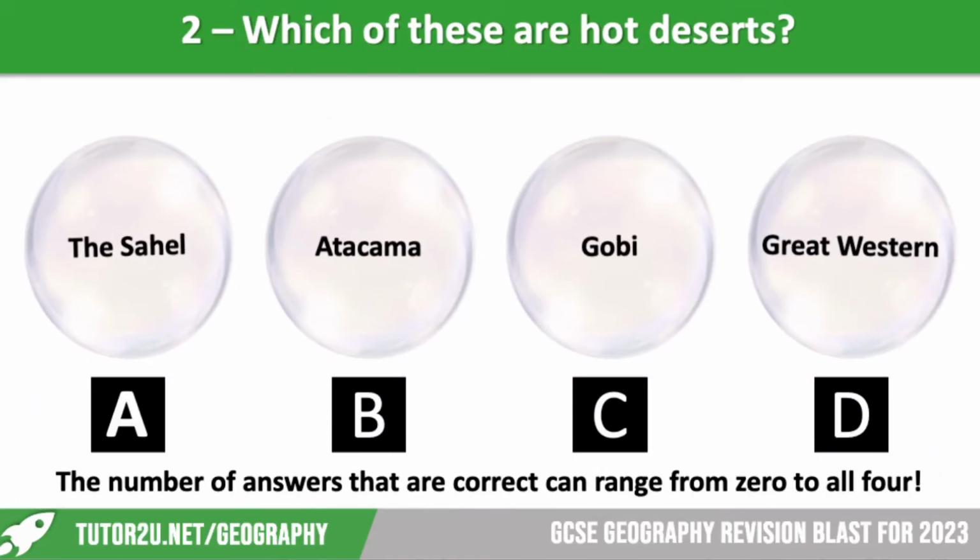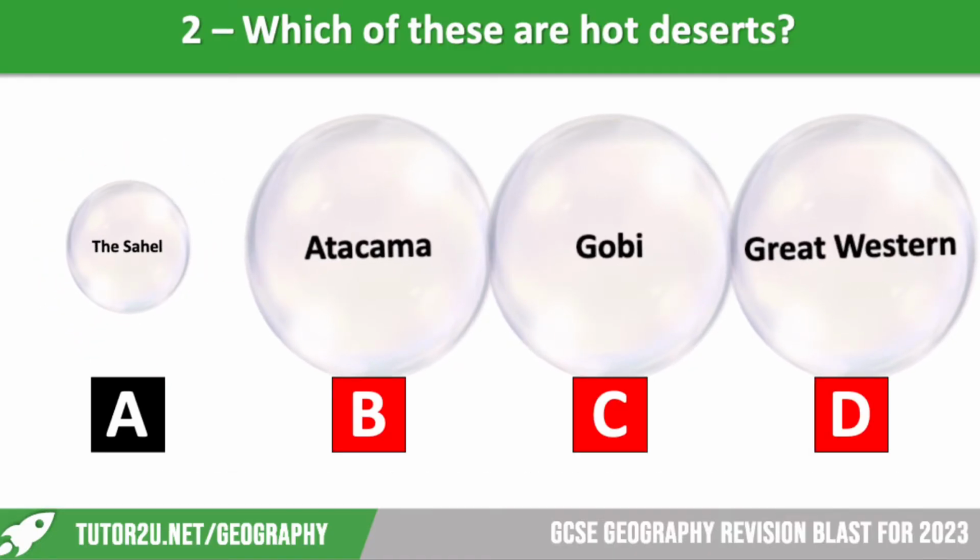Which of these are hot deserts? The Sahel, Atacama, the Gobi, or the Great Western? So again, either 0, 1, 2, 3, or 4 are correct. Let's have a look. So the Sahel is not a hot desert, it is a semi-arid area. It is at danger of desertification, which we will have a look at a bit later in this revision blast. But you've got the Atacama, the Gobi, and the Great Western Desert, which is in Australia.